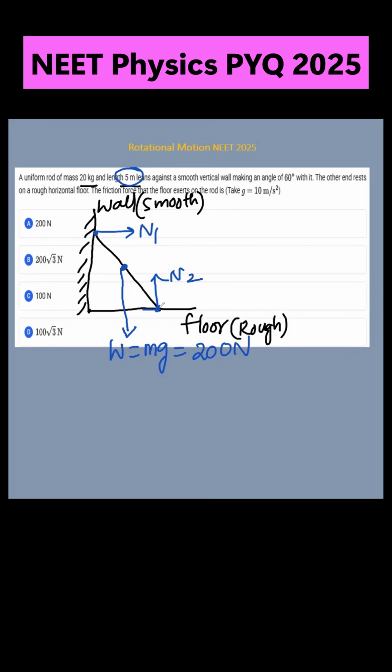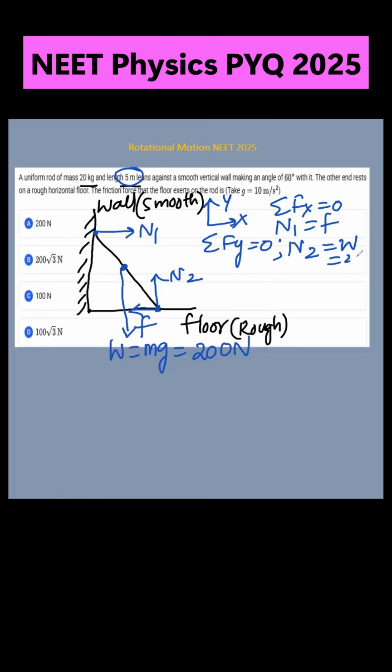But since the floor is rough, we have a friction. By applying the reference frame, the sigma of forces along x is equal to 0, and the sigma of forces along y is also equal to 0. What are the forces along the x-axis? One is the normal and the other one is friction. What are the forces along the y-axis? That is N2, balanced by the weight, which is equal to 200 Newton.